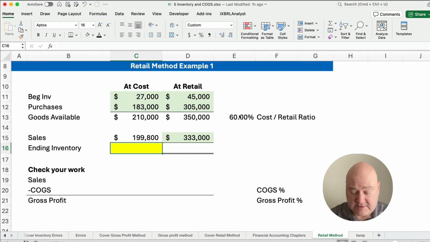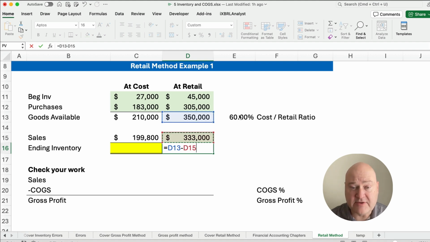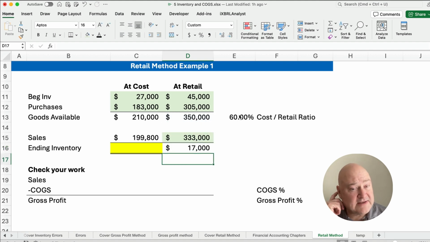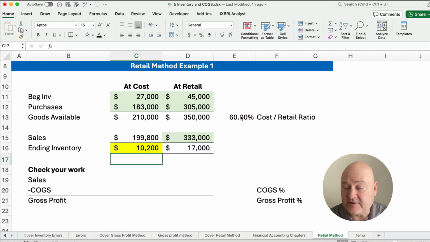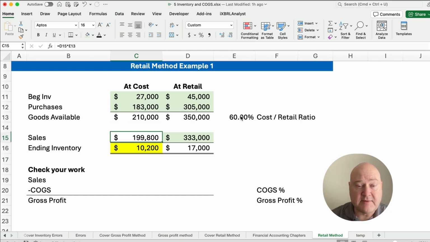Now, what's our ending inventory? Well, we can subtract this out, or we can keep doing the math here. 350 minus 333 is going to be 17,000 at retail prices. And so 17,000 times 60% gives us 10,200. Now, we could simply subtract this out. 210 minus 199,800 gives us 10,200. So this is our answer.